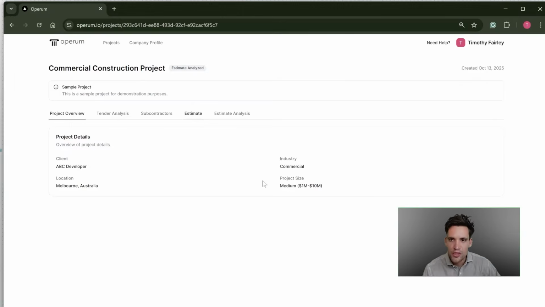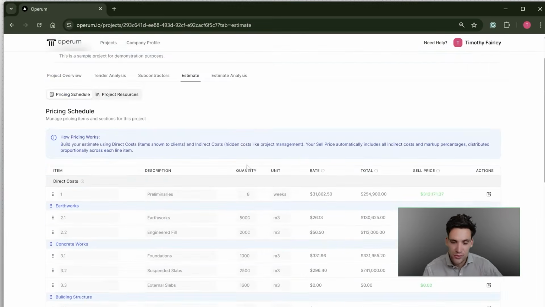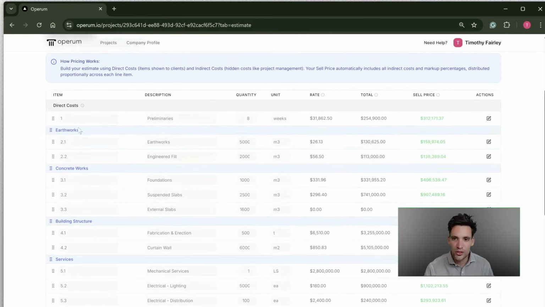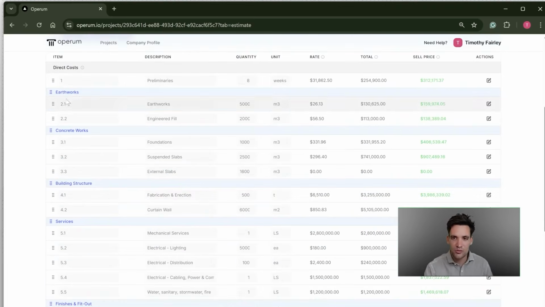So if I go through and show you a quick example from Operum, my estimating software, of what this would look like for a commercial construction project, this breakdown is the same breakdown we're going to be using for labor, plant, materials, whatever. But basically we've taken, this is a commercial construction project example.